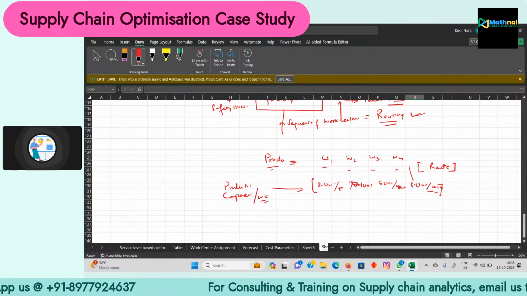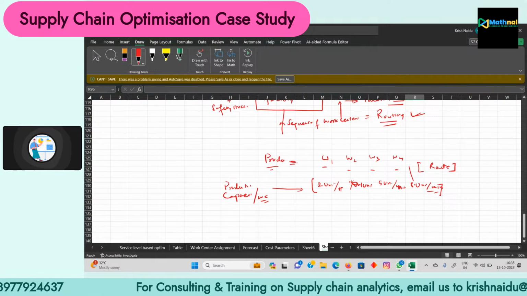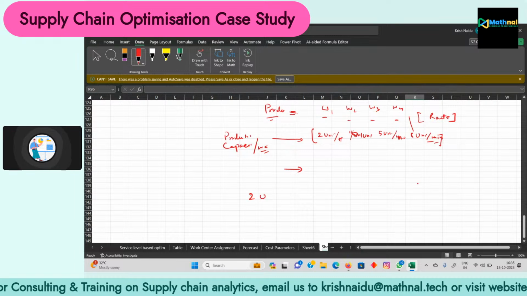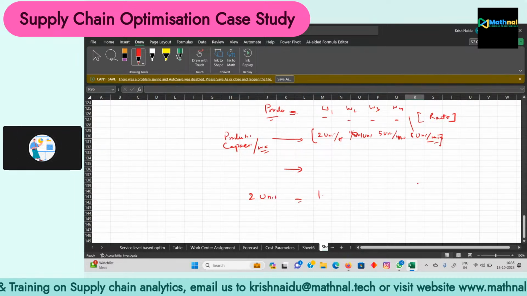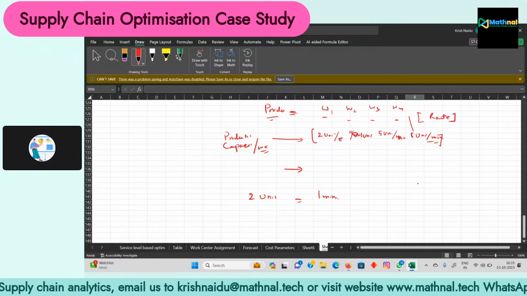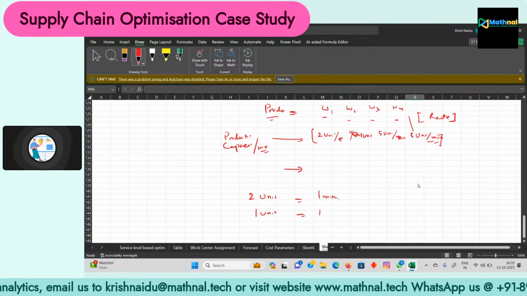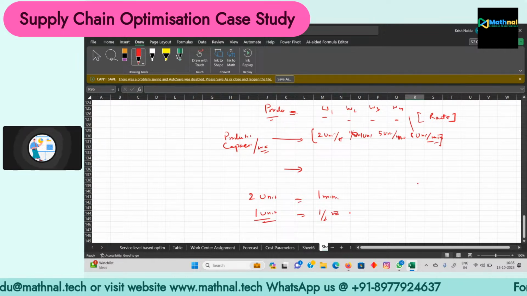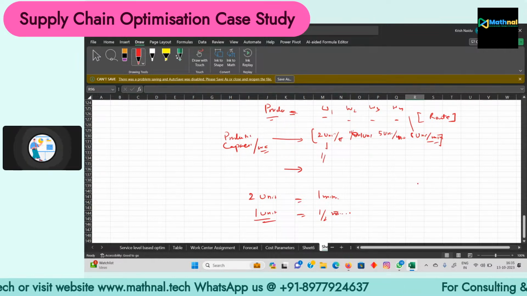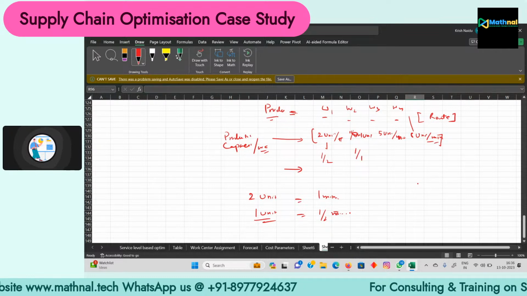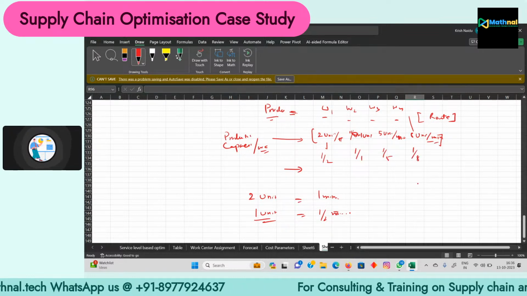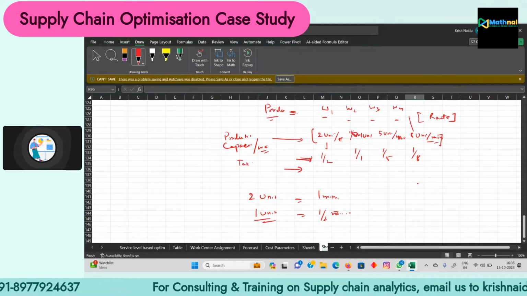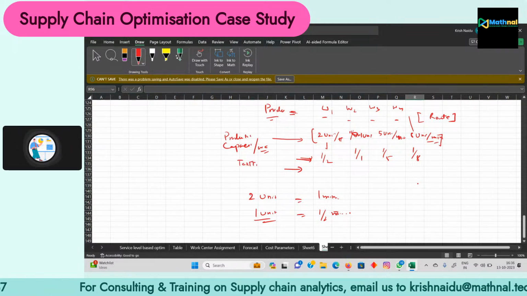Now what we do, we can convert this production capacity in work center. Suppose this is telling us 2 units in 1 minute, right? How much unit in 1 minute? So 1/2. So 1 unit will take how much? 1/2 minute. So we convert this into 1/2. This is 1/1. This is 1/5. This is 1/8. This is to compare our takt times with the available capacity.